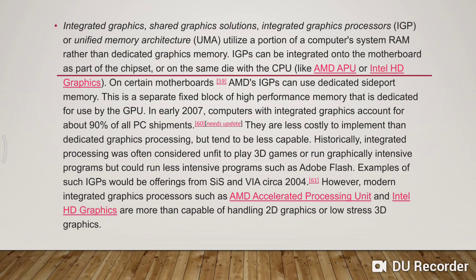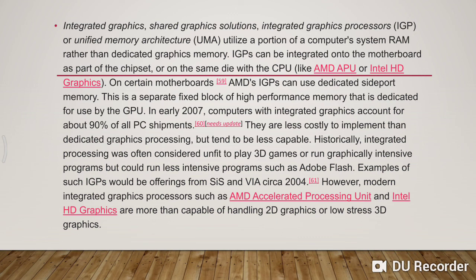Integrated graphics, shared graphics solutions, integrated graphics processors, or unified memory architecture. IGPs can be integrated onto the motherboard as part of the chipset, or on the same die with the CPU, like AMD APU, Intel HD. On certain motherboards, AMD's IGPs can use dedicated sideport memory. This is a separate fixed block of high performance memory that is dedicated for use by the GPU. They are less costly to implement than dedicated graphics processing, but tend to be less capable.